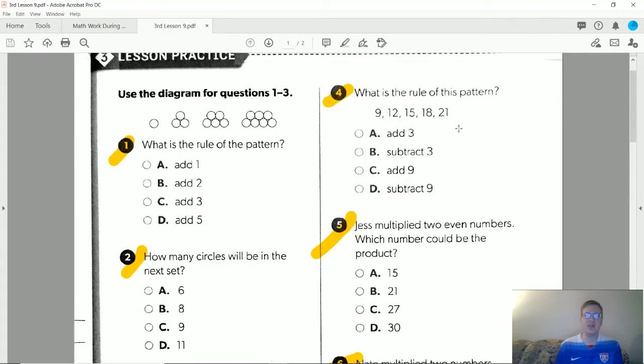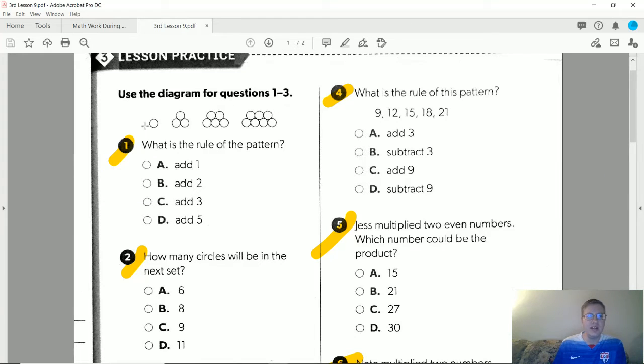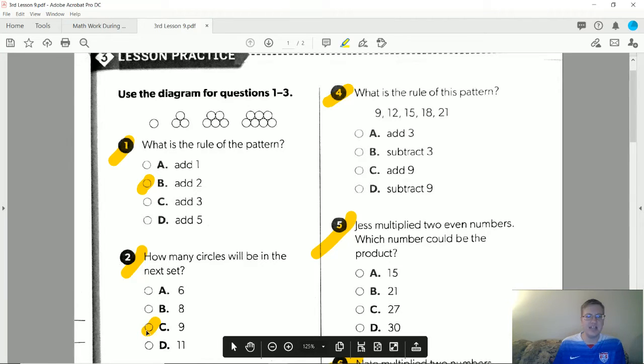So let's go ahead and take a look at our problems for today. We were working with patterns, so we're kind of using number sense and logic to figure out what we need to do to answer the questions. Number one, what is the rule of the pattern? We're going from 1 to 3 to 5 to 7, so we are adding 2 each time. And if we continue doing that, we will go from 7 up to 9 circles for the next set.